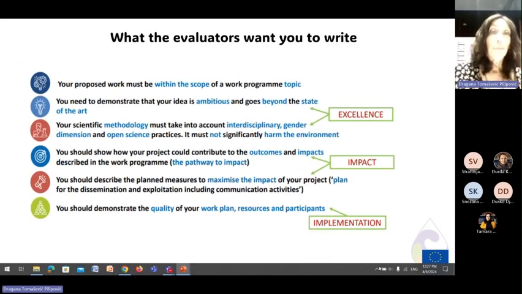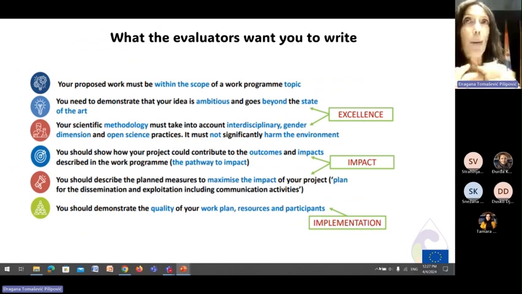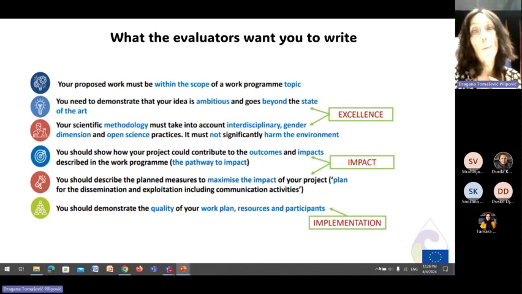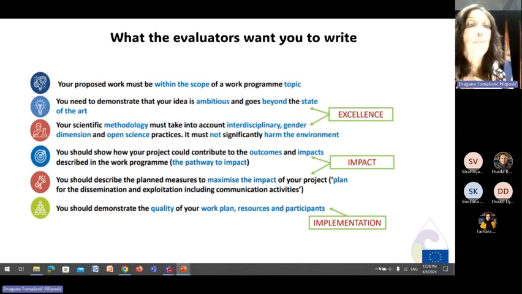Right, so basically we have seen all three sections of the proposal. Now we can see what the evaluators want you to write. This is taken from the template that the evaluators have when they evaluate your proposal. They have guidelines, and this is taken from that document. The proposal must be in scope of the work program. What we said: the idea should match the goal.